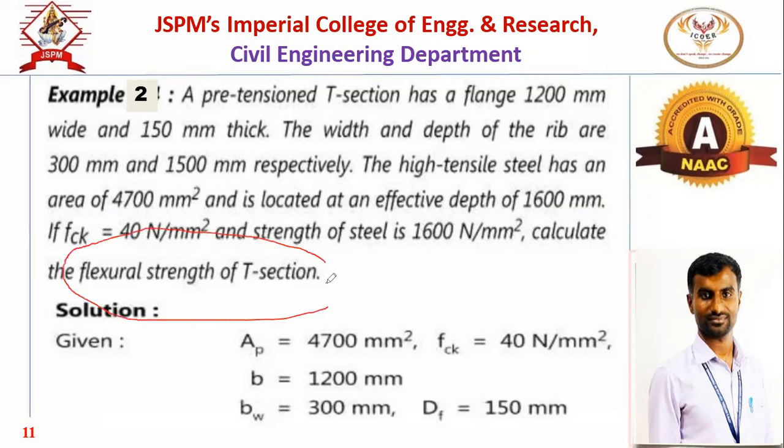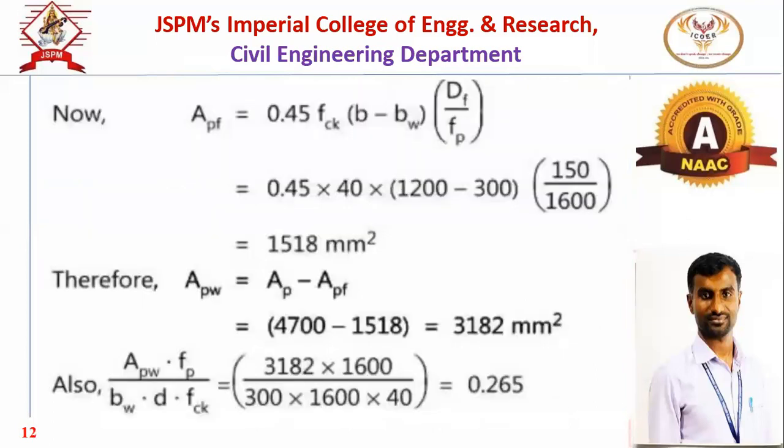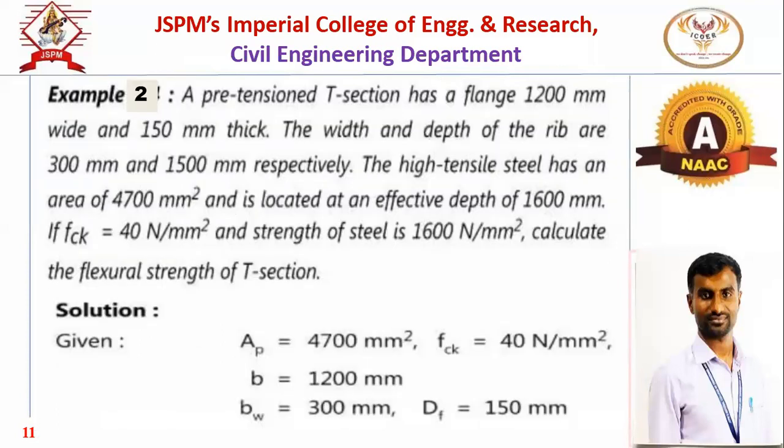Now this flexural strength is nothing but the moment of resistance. These are the parameters given. Total pre-stressing area is given, fck is given, M40 is the fck. They have given the geometry of the section also. Now from the geometry, what we know is that as this is the flange section, a T section is given.